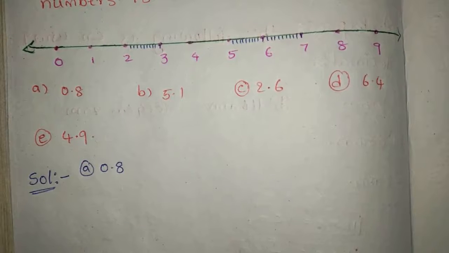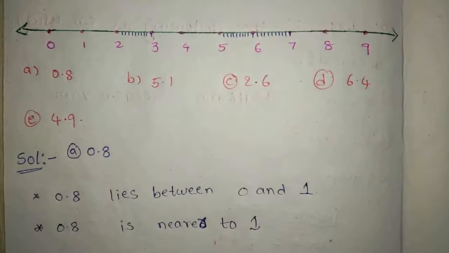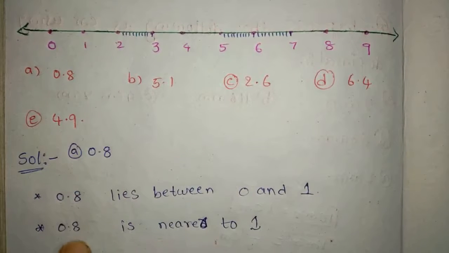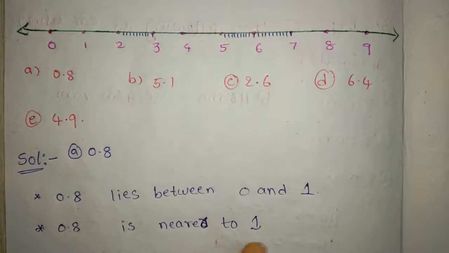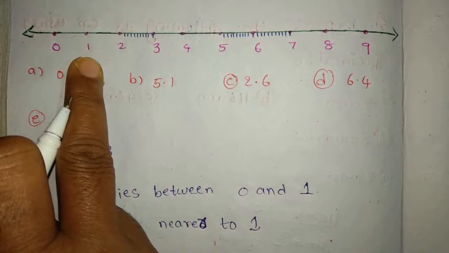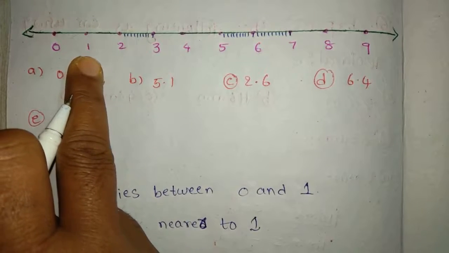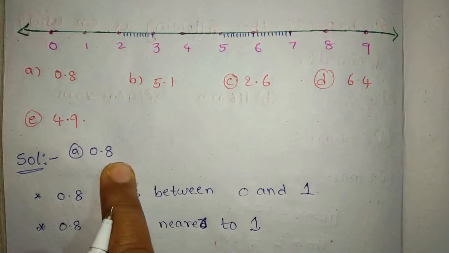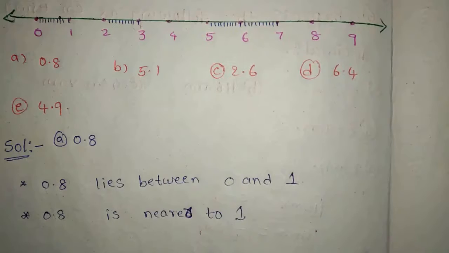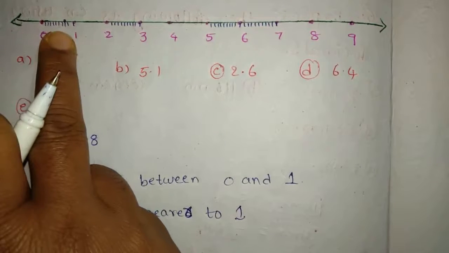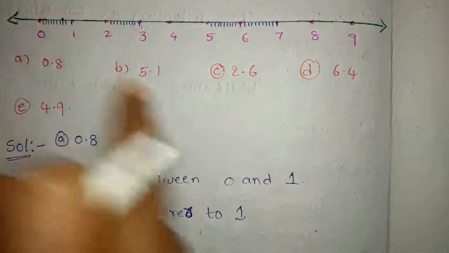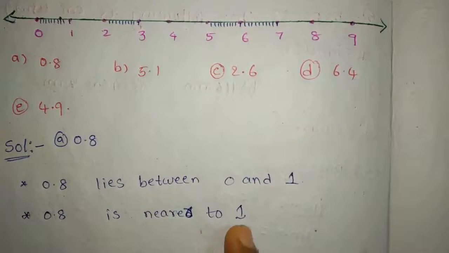So we can write, 0.8 lies between 0 and 1. 0.8 is nearer to 1, because if we make 10 equal parts between 0 and 1, the eighth part is very near to 1. So 0.8 is nearer to 1.